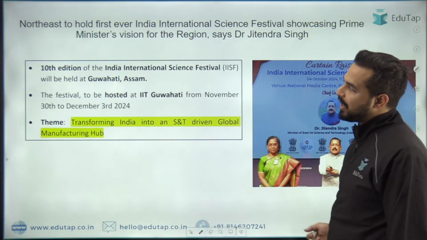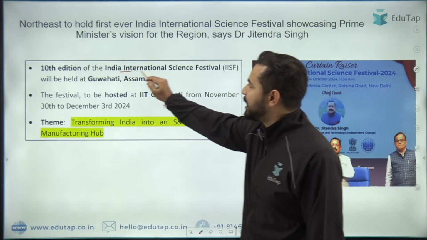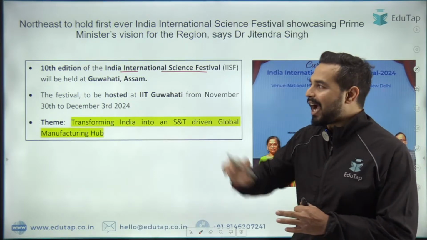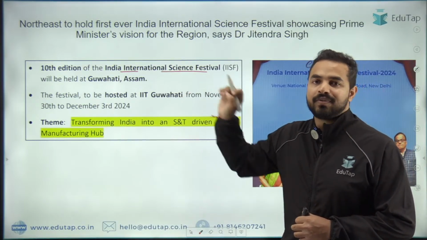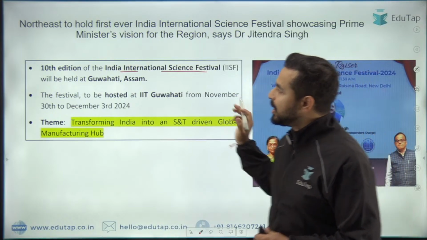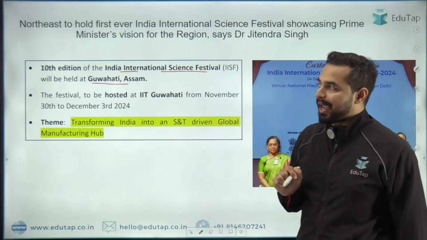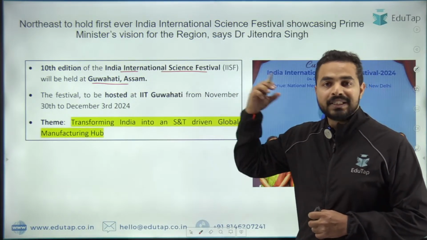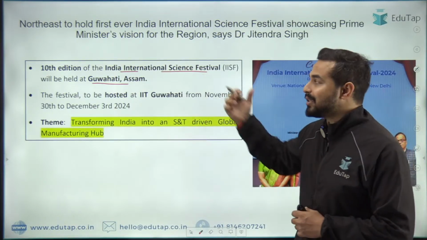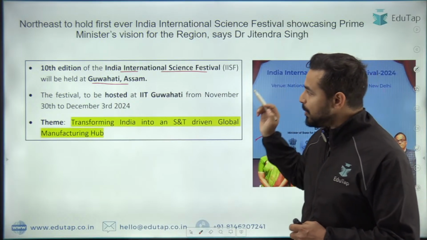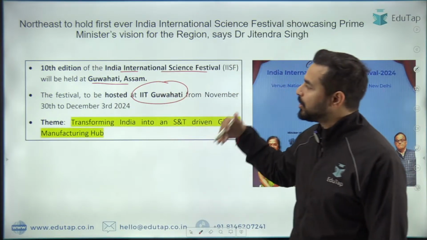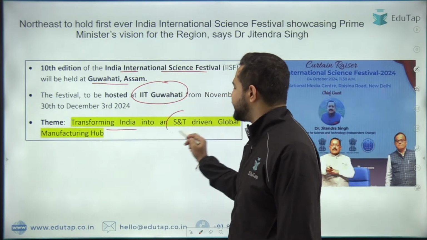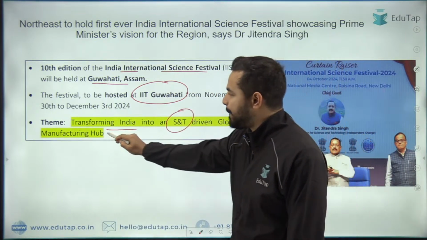Now let's move on to the next part, and the next news article is about the India International Science Festival. The Government of India has recently announced that this year the IISF, the 10th edition of the festival, will be hosted at Guwahati, Assam, and this is the very first time that this festival will be hosted in the northeastern region of the country. It will be hosted by IIT Guwahati in November and December 2024 with the theme Transforming India into a S&T driven global manufacturing hub. So this is the theme.